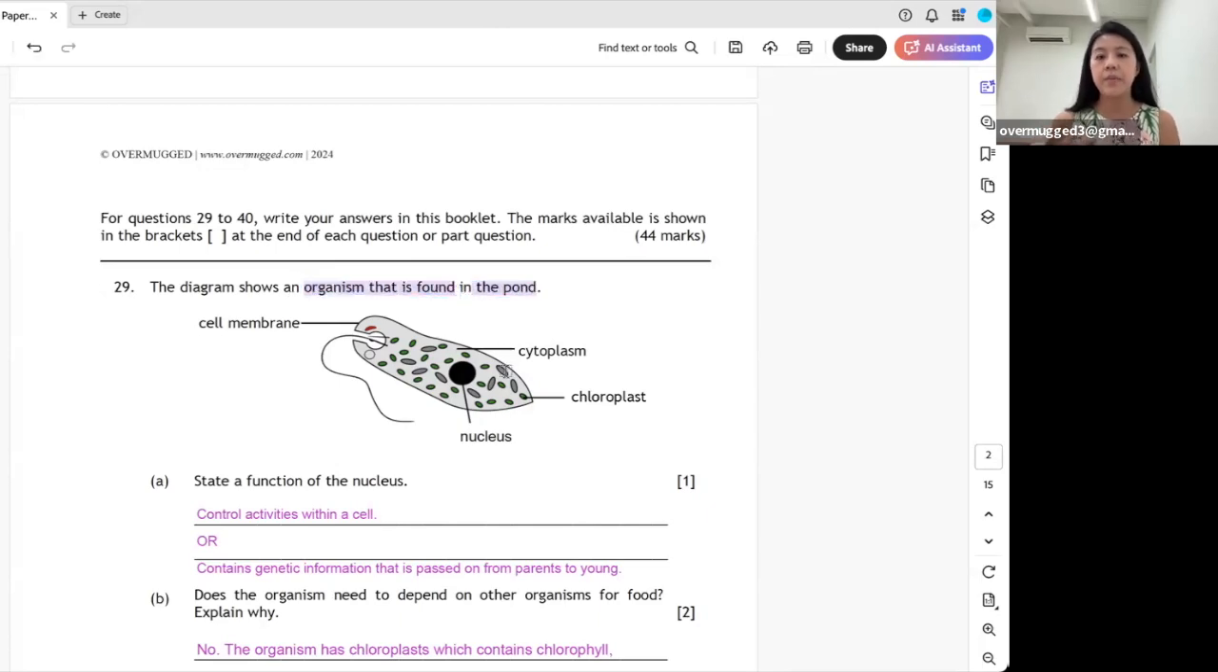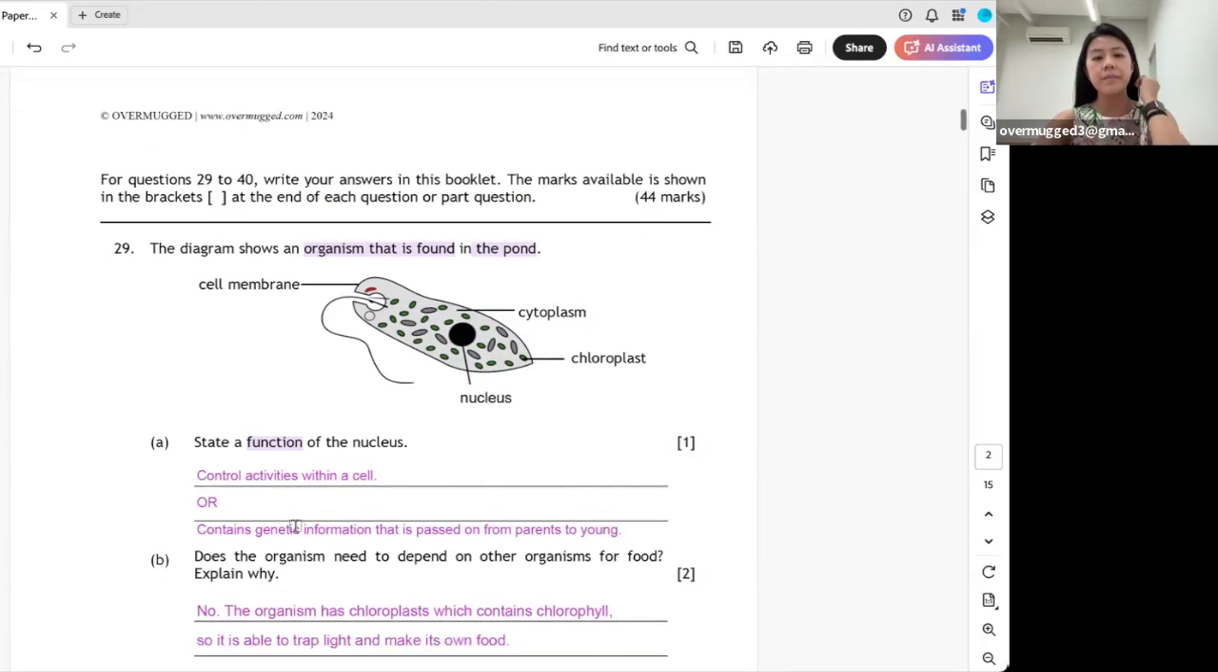has several parts: cell membrane, cytoplasm, chloroplast, and nucleus, okay? The first question is asking for you to recall the function of the nucleus. Now, the nucleus is the brain of the cell, like what I said previously, okay? So it controls all the activities that's happening within the cell. It allows the cell to multiply, okay? This nucleus here also contains genetic information that's passed on from parents to young, all right? So you can either give one of these as the function of the nucleus, okay?